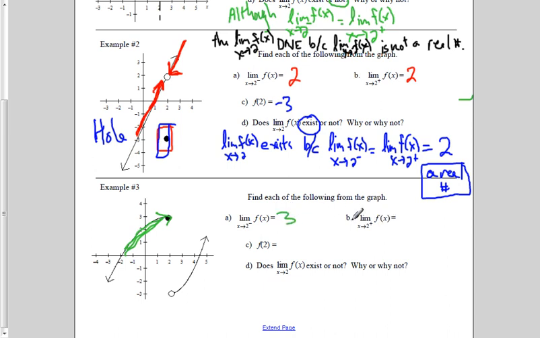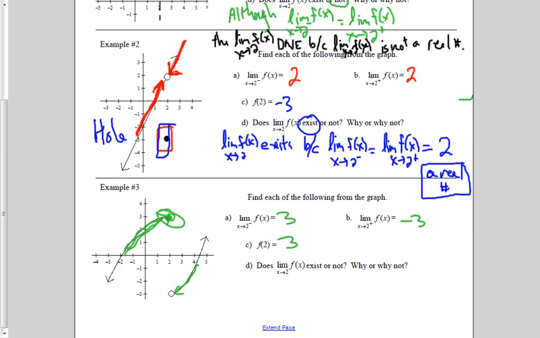Now I'm looking at the limit of f of x as x approaches 2 from the positive direction, which is going to be from the right. As I come down the function, I'm not going to go all the way to 2, but I'm going to go almost to 2. So this looks like it's approaching negative 3. And on the last part, we're just going to say, what's f of 2? Well, f of 2 was defined as 3.